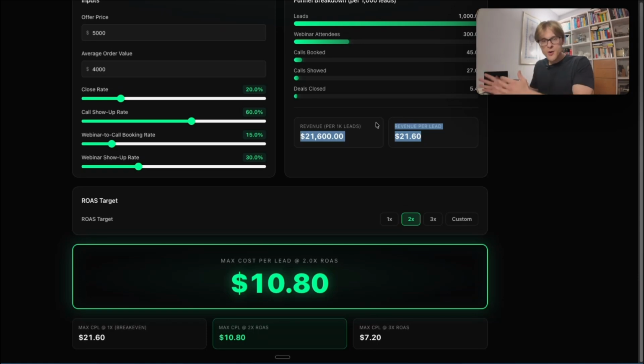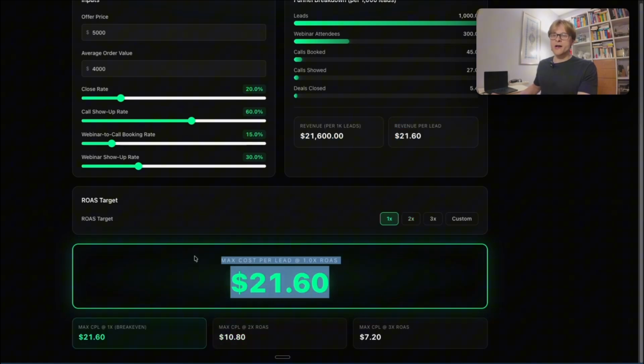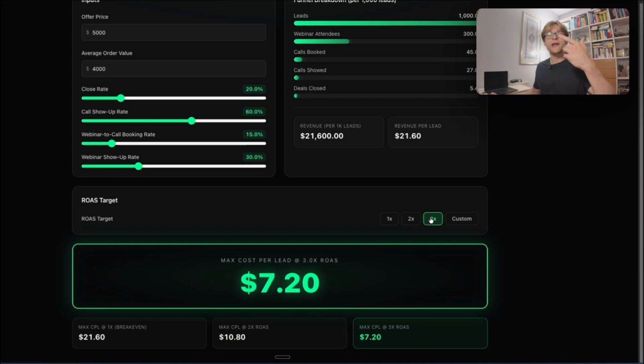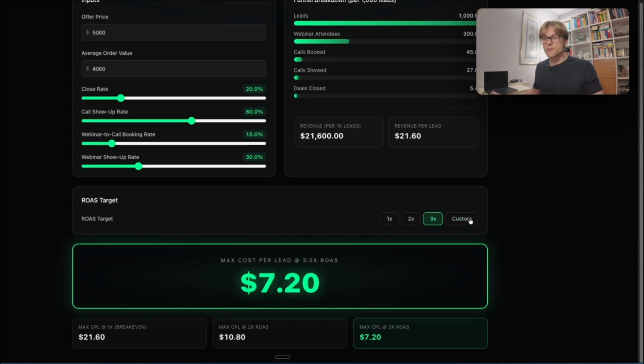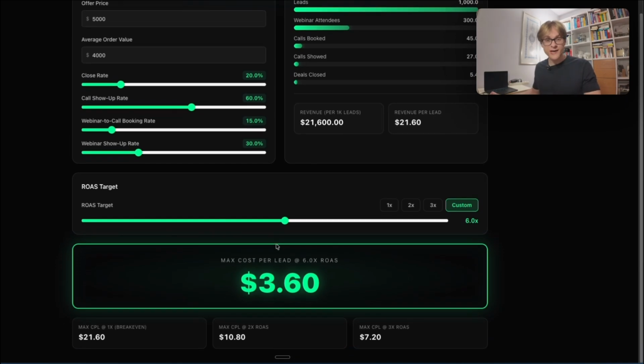That means when one lead gets you $21.6 following this financial model and your metrics, to hit a 1x ROAS, so to break even on your campaign, you need a $21 cost per lead if these metrics are your actual metrics. If you want a 2x ROAS, you need a $10 cost per lead. If you want a 3x ROAS, a $7 cost per lead, on this webinar campaign with your metrics. If you want a 6x ROAS, you would need a $3 cost per lead.